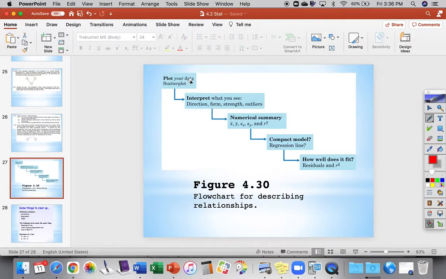The first thing you want to know how to do is plot your scatter plot. Take x and y variables, put them on scaled axes, and be able to interpret the dots. Once the dots are on the paper, what do we do with them?